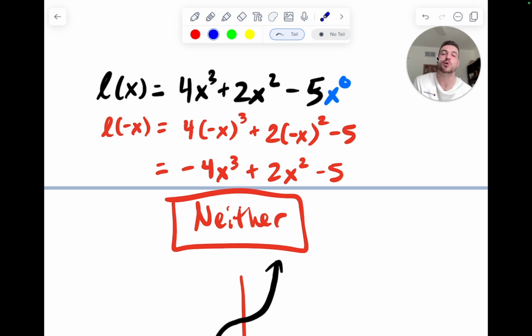So we can really quickly determine if a polynomial is going to be even, odd, or neither by looking at the exponents. If all of the exponents are even, it is an even function. If all of them are odd, it is odd. And if we have a combination of even and odd, it is going to be a neither function.